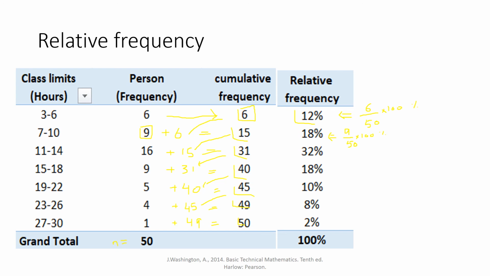The same way, this time the frequency is 16. So 16 divided by the total, times 100% to express our answer in percent, and the answer will be this. So they are all done this way.